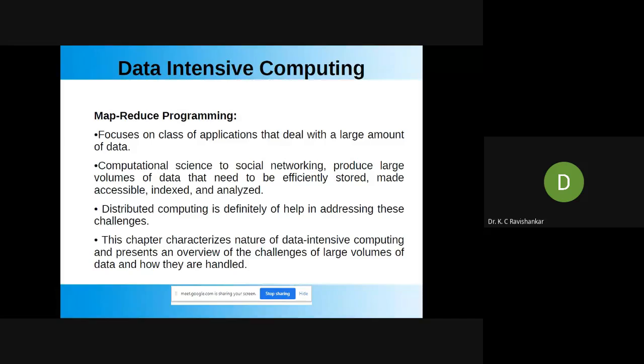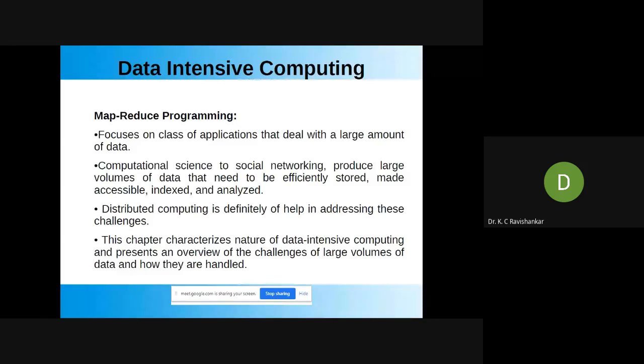Distributed computing is definitely of help in addressing these challenges. Because there is a large amount of data, there is also a large amount of work, so how do you do it? You distribute the work to various locations, various people. You give the data: you do this data, you do this data. You segregate. If 100 colleges are there, you give 25 colleges to one person who will handle that. It's very easy to handle, no? Similarly here also, the large amount of data is there.